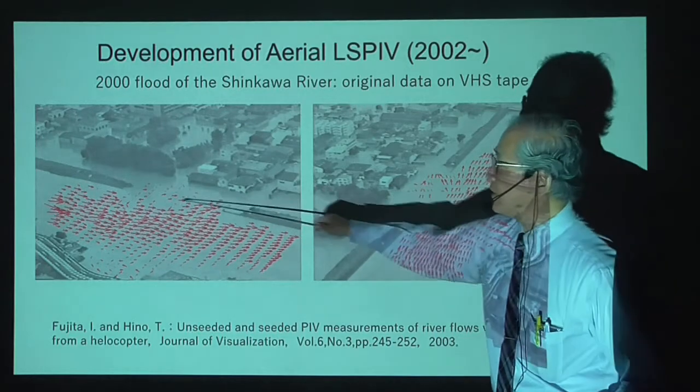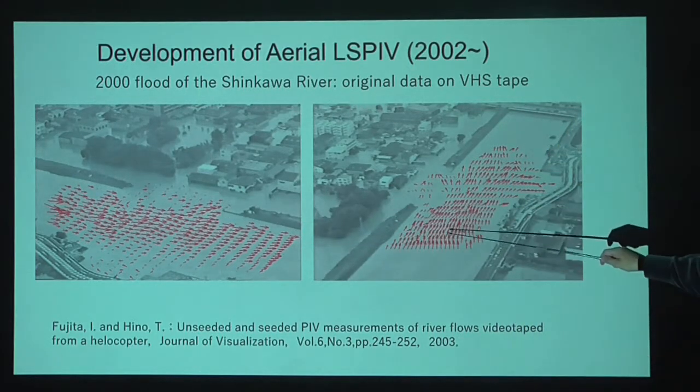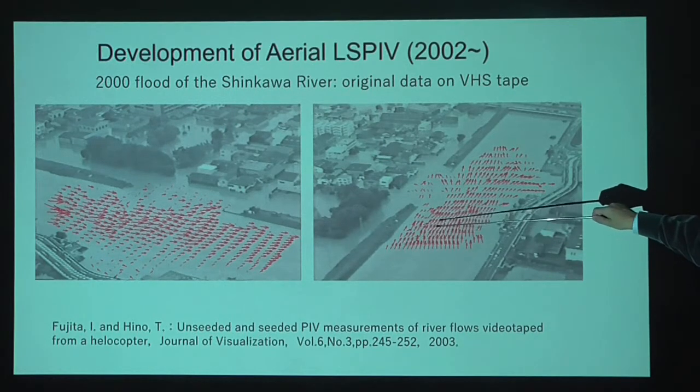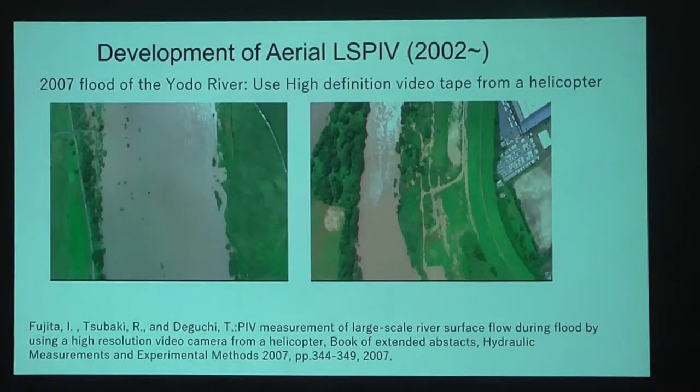This is the levee broken area, and you see here that towards the broken inundation area, the flow is going outside. This can be observed just from the broadcasted videos. And this is another example of the aerial LSPIV.